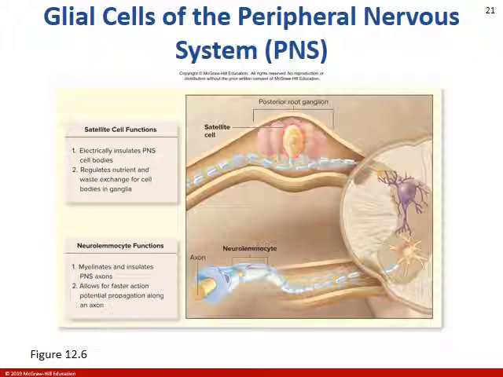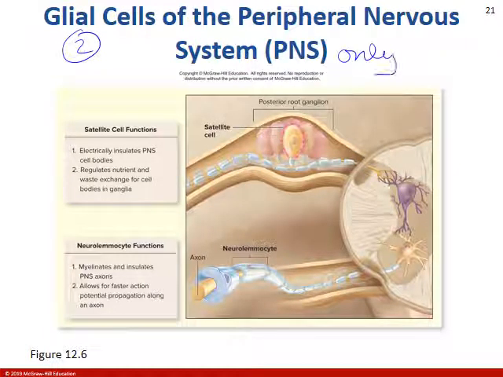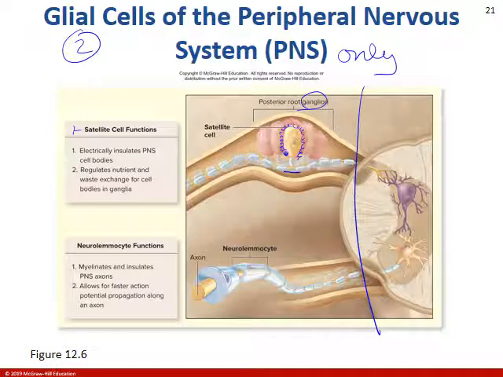conduction. Next, we have two glial cells that are only in the peripheral nervous system, so outside of the brain and the spinal cord. The first one is called a satellite cell, and you can see here in pink that the satellite cell insulates or wraps around the cell bodies that are in the ganglion of the peripheral nervous system, and it helps regulate nutrients and waste exchange. They used to say these were similar to astrocytes, and for a while we didn't know a lot about them, so they're ongoing in their research.